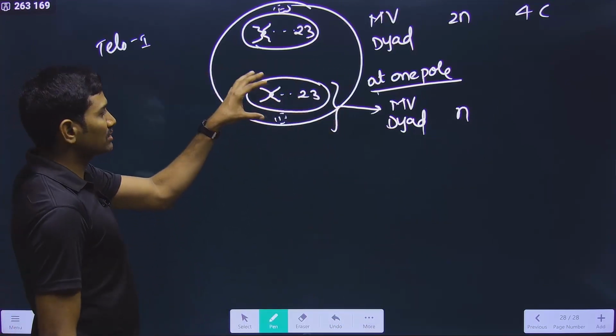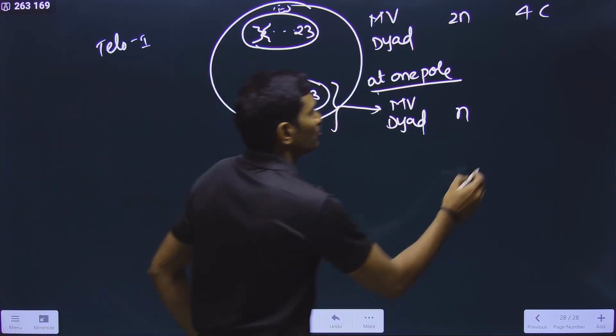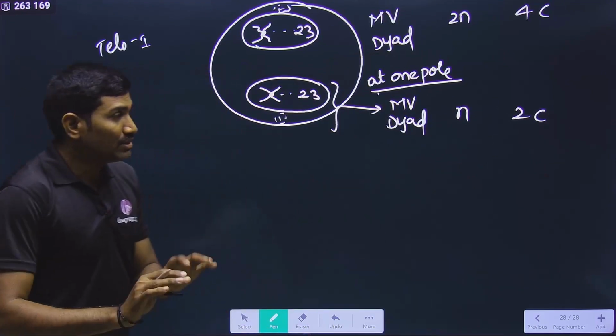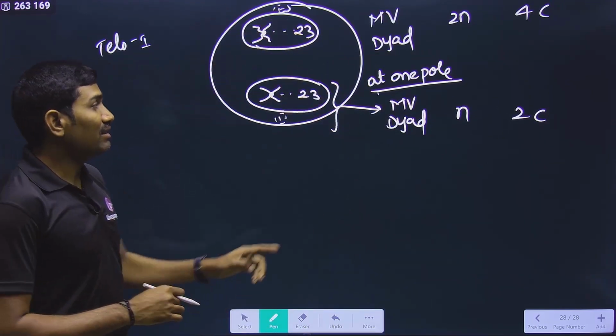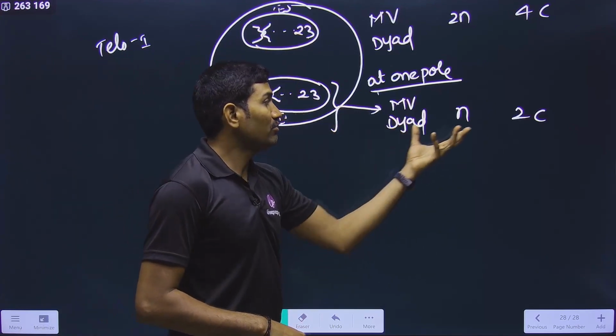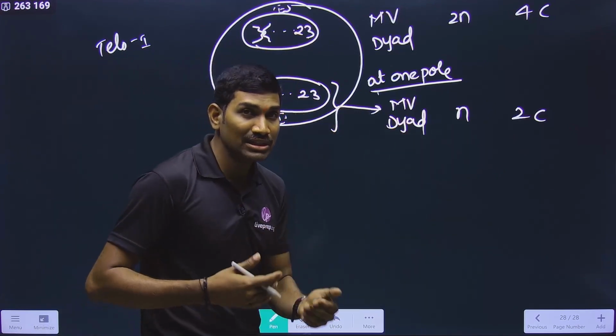Next, what is the C value here? 23 into 2, so it will be 2C. So that's why observe carefully. In general, if they are asking for telophase, you need to write the complete cell value. If they are asking at one pole, at one side, then only this value you need to write. So read the question carefully.